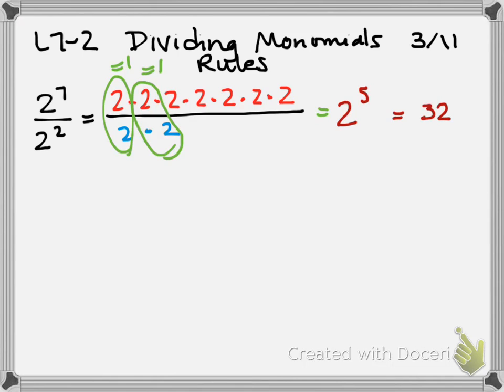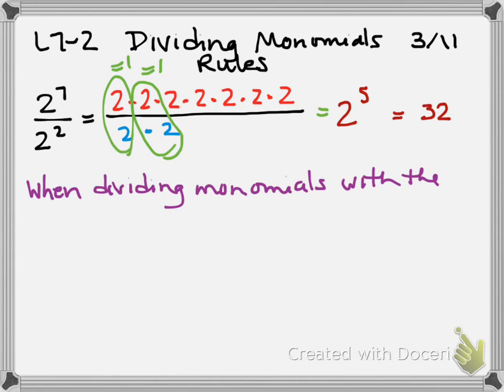So let's look just exponentially. What does it look like happened from the original problem to get to the answer that was with exponents? Jackie? Okay. So here's what Jackie said that was very important. Subtract the 2 from the 7. So the rule for dividing monomials with the same base, you will subtract the exponents.